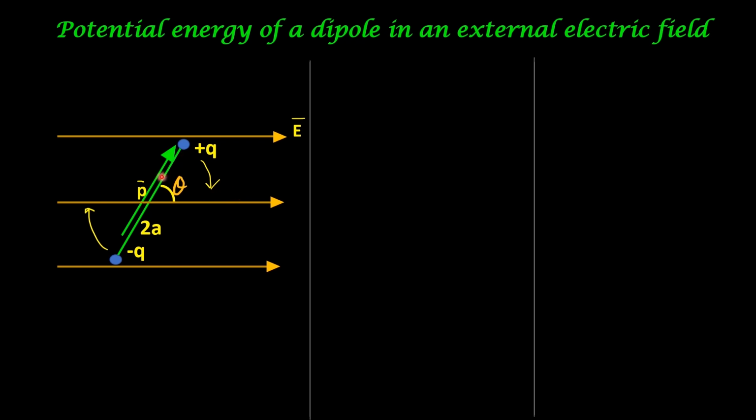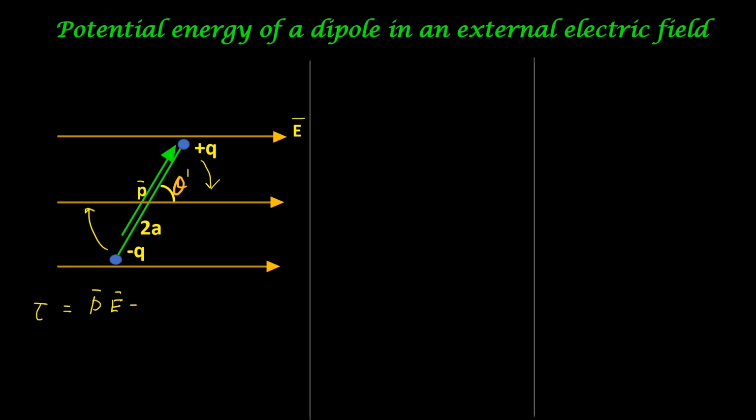That is, theta, the angle between these two vectors, becomes 0. Then there is no torque. The dipole is then in stable equilibrium. We will consider this angle theta as theta 1. What is the expression for calculating torque? Torque is equal to PE, that is, dipole moment multiplied by electric field.